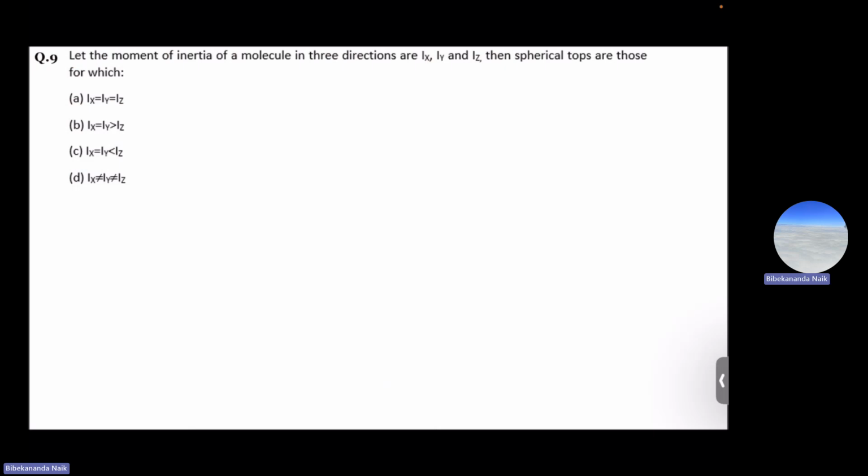So the previous question was related to the asymmetric top. Now it is the spherical top. So what will be the correct option? We will discuss it after some time.